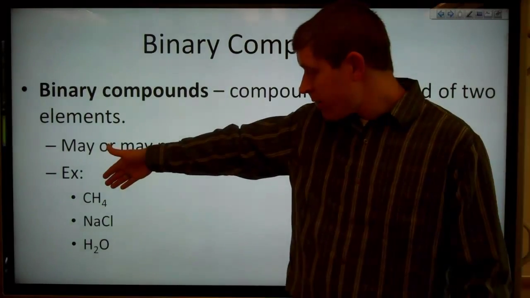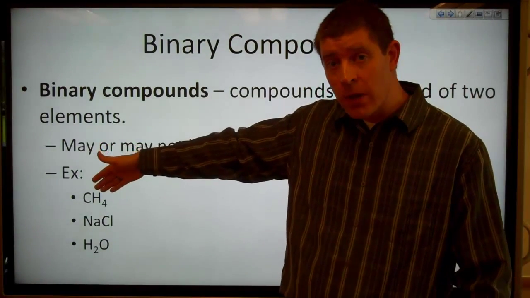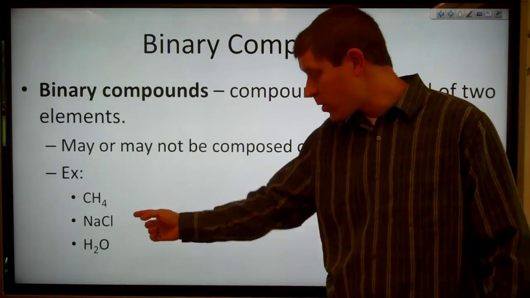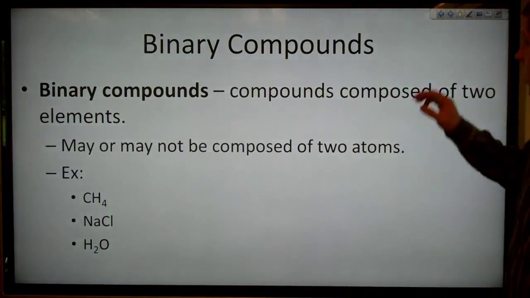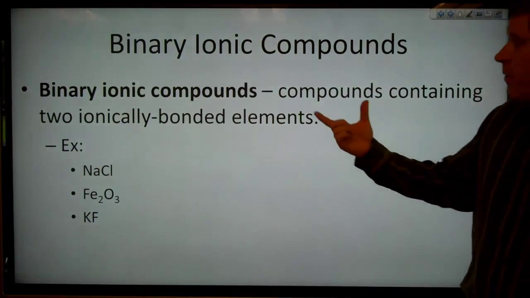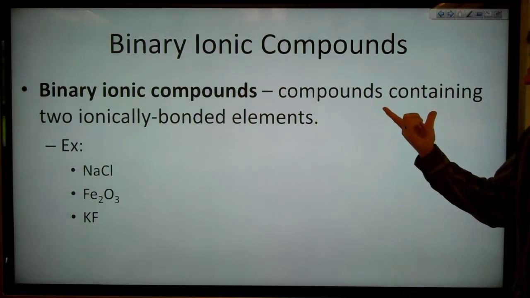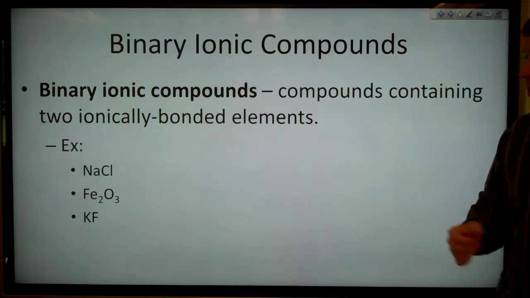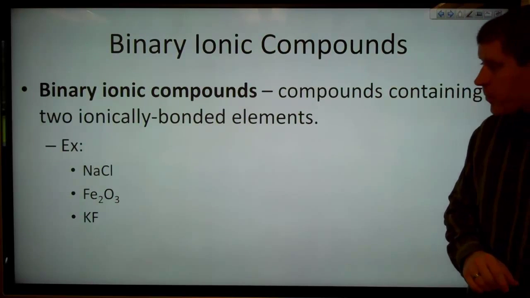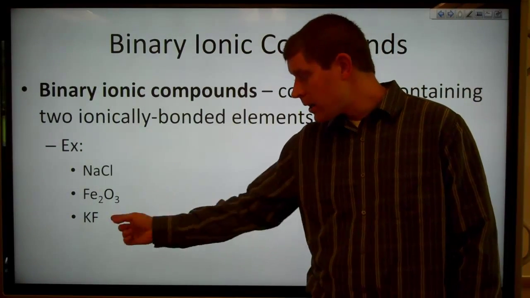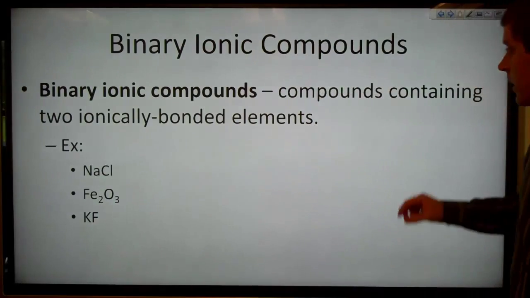So we have methane, CH4. Again, we've got 5 atoms, but only 2 types, carbon and hydrogen. We've got sodium chloride and water. So first we'll look at the ionic compounds. Binary ionic compounds are ionic compounds that contain 2 ionically bonded elements. So this is something like sodium chloride or iron oxide or potassium fluoride.